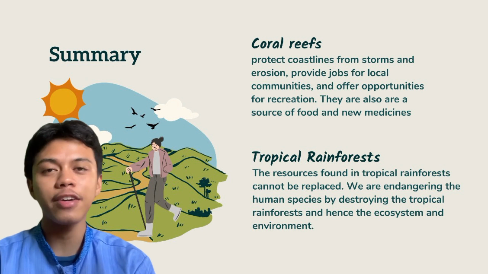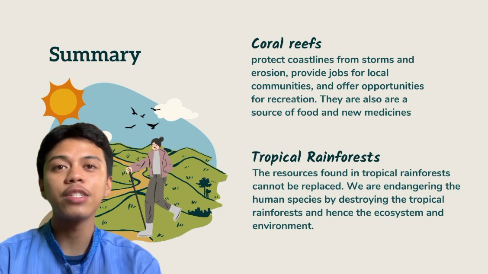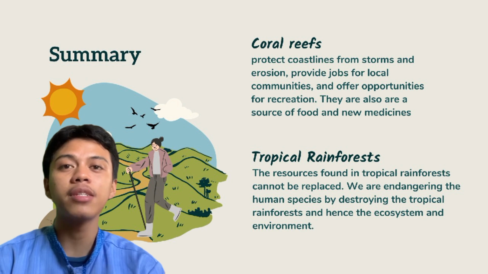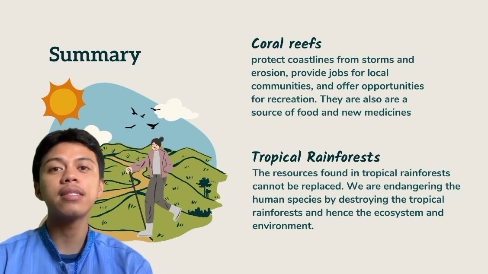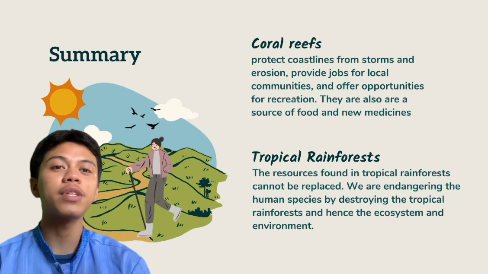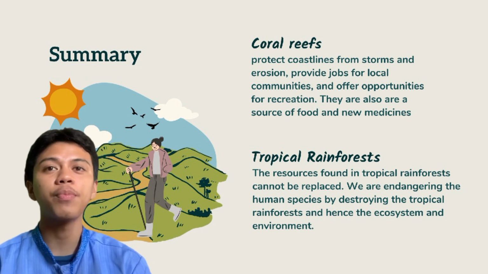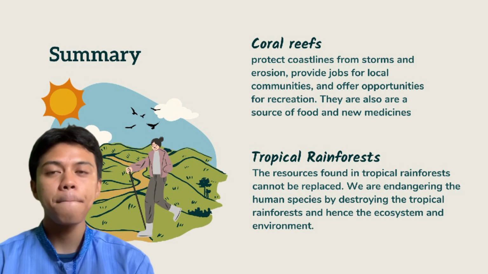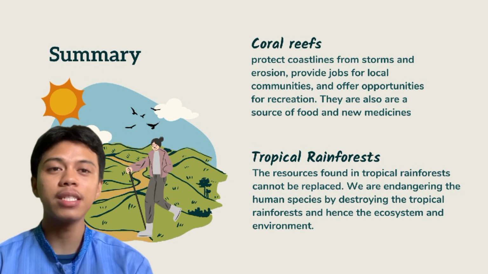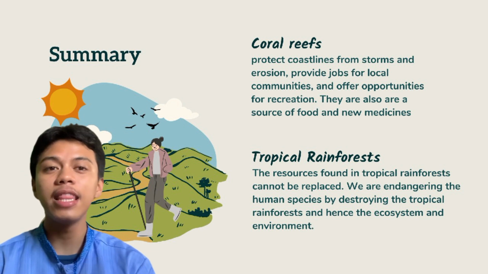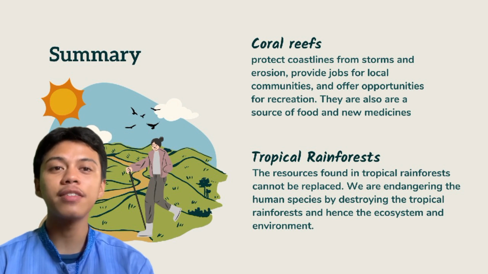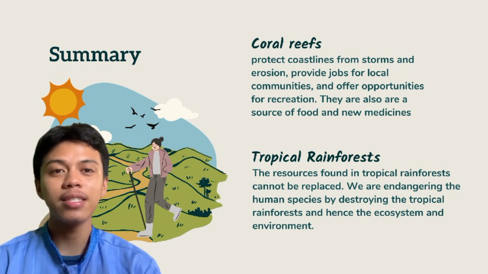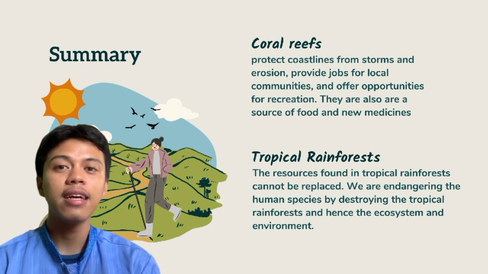Next is the tropical rainforest. The resources found in tropical rainforests cannot be replaced. We are endangering the human species by destroying the tropical rainforest and hence the ecosystem and environment. So we need to protect our tropical rainforest. We need to protect also our coral reefs for us to be able to benefit from them. So that's the goal of this topic, the interactions between the non-living things and living things in coral reefs and tropical rainforests. I hope you understand the interactions between the non-living things and the living things.